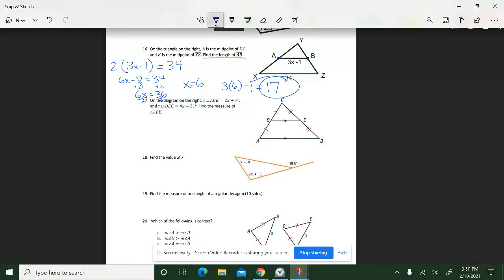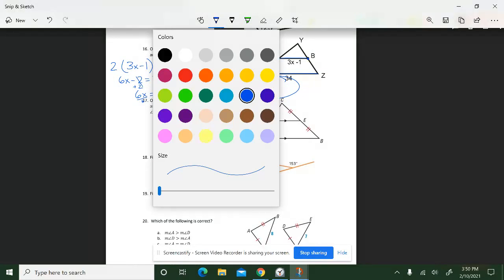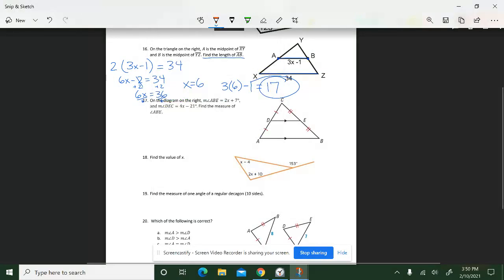Number 17 is also a mid-segment problem. And here we're dealing with the angles. We have 2 parallel line segments, DE and AB. And when that happens, we know that the corresponding angles here at ABE and DEC have to be congruent. So we can say that ABE, which is 2x plus 7, has to be equal to DEC, 4x minus 21. Now we can just work out this equation.